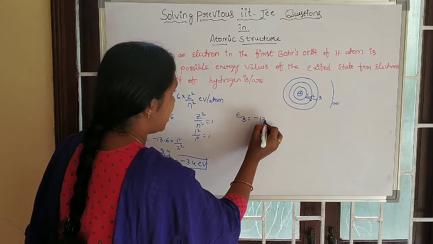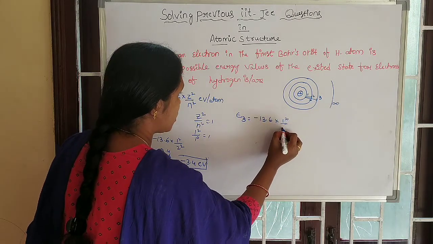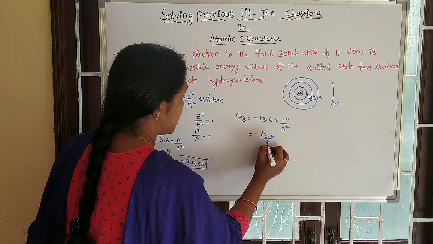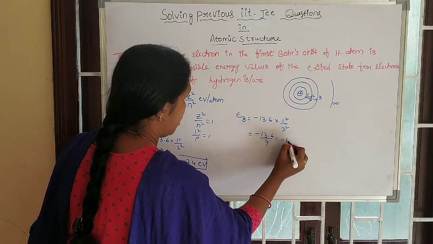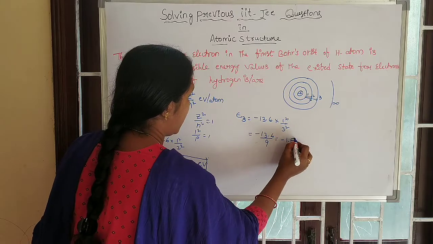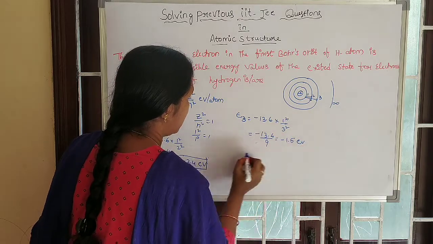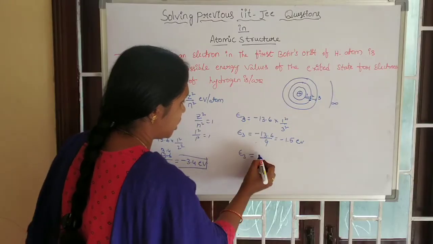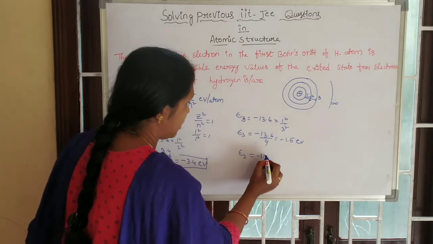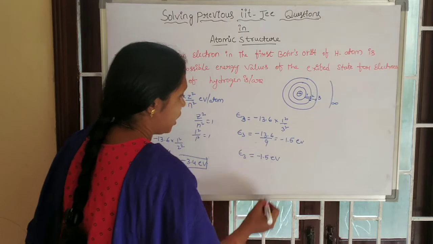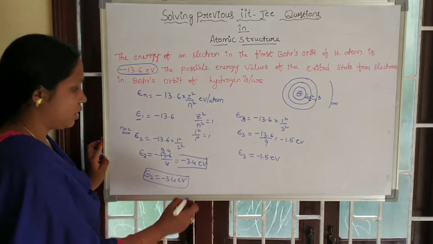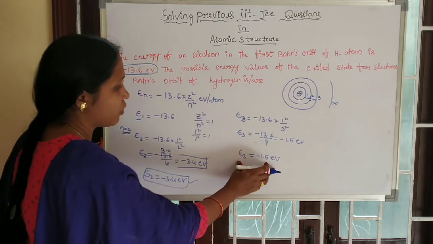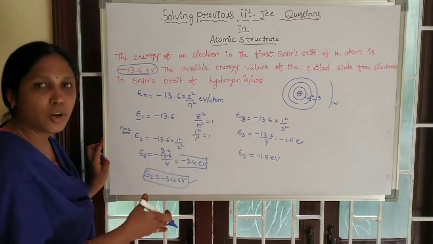E3 is equal to minus 13.6 into 1 squared by 3 squared, which means 9. So that equals minus 13.6 by 9, that is minus 1.5 eV per atom. So if the electron is jumped from the first energy state to the third energy state, the energy of the excited state is minus 1.5 eV per atom. This is for an electron jumping from the first to the second energy state, and from first to third energy state.